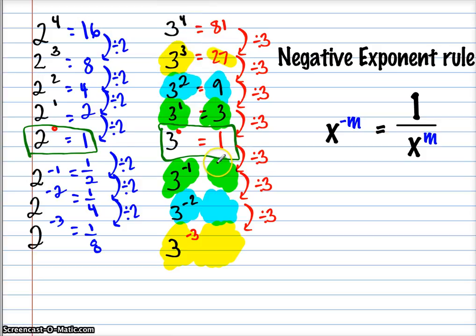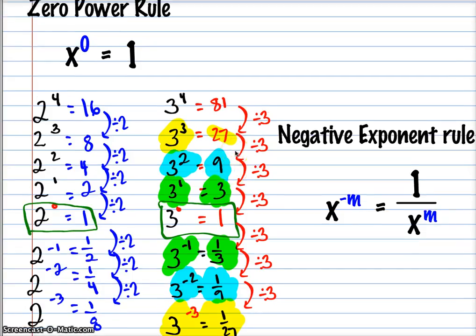1 divided by 3 is 1/3. That's a reciprocal of its partner. And same thing here. This one is divided by 3. I should have 1/9, a reciprocal of its partner. And again, divide by 3. I should have 1/27. Again, a reciprocal of its partner in the positive version. So that's what our negative exponents are.